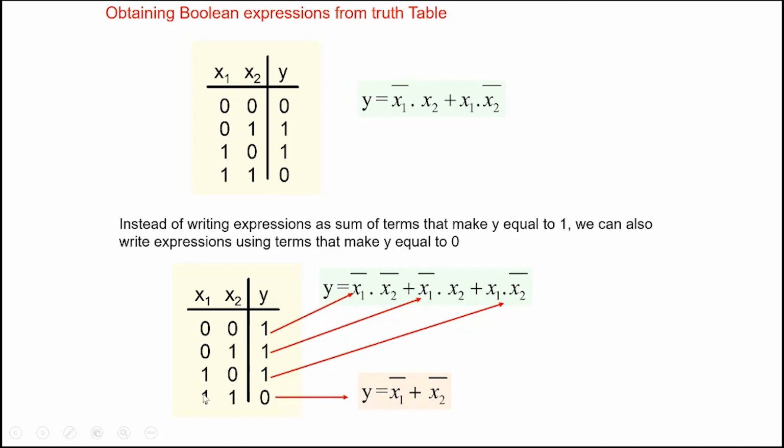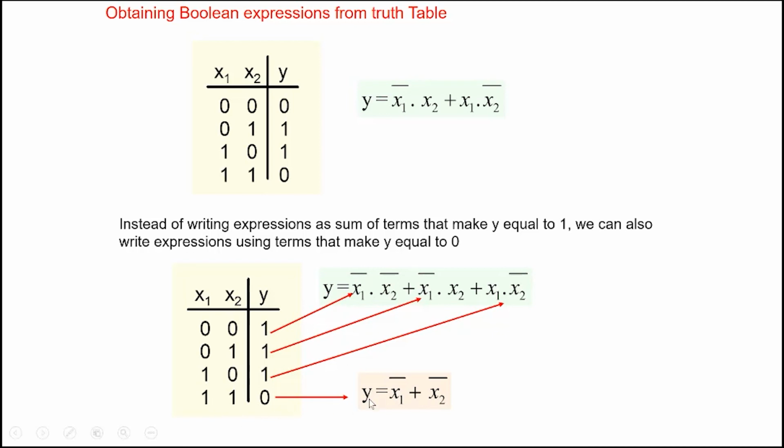So note that when x1 is 1, x1 bar will be 0, and when x2 is also 1, x2 bar is 0, and then it will give 0. For all other cases, y will not be equal to 0 here. Right, so this is an alternative way.